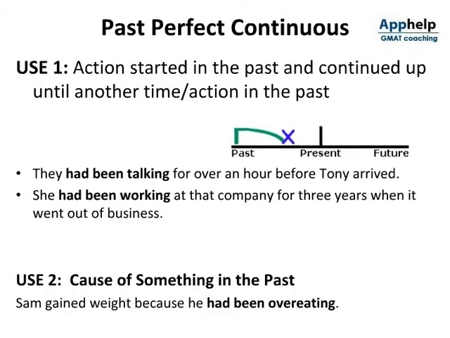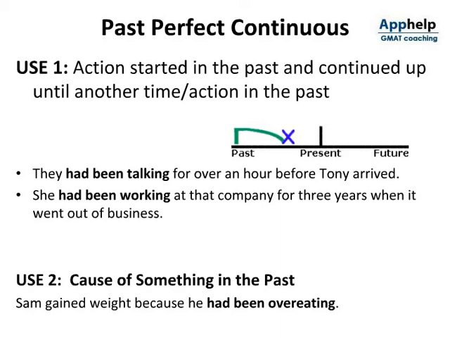Moving on to past perfect continuous. Use 1. To describe an action that started in the past and continued up until another time or action in the past. For example, they had been talking for over an hour before Tony arrived. She had been working at that company for 3 years when it went out of business.